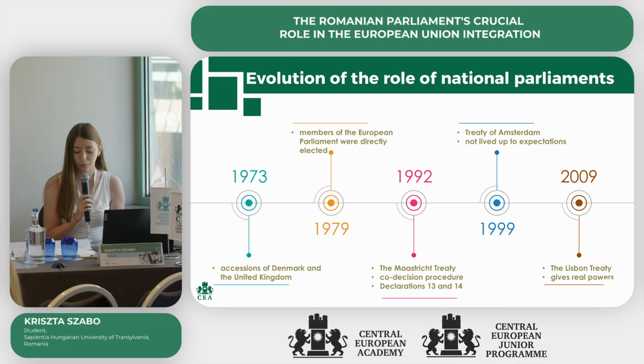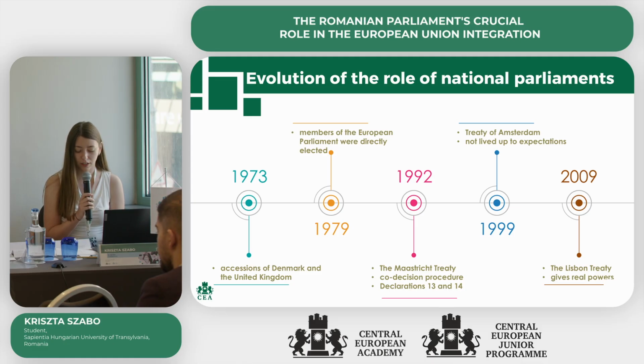This was a big point in the history of the European Union because of these countries. Their parliaments were traditionally more powerful than those of other countries in the European Union, and they set an example for the other countries. Then in 1979 there was another big change when the members of the European Parliament were directly elected.